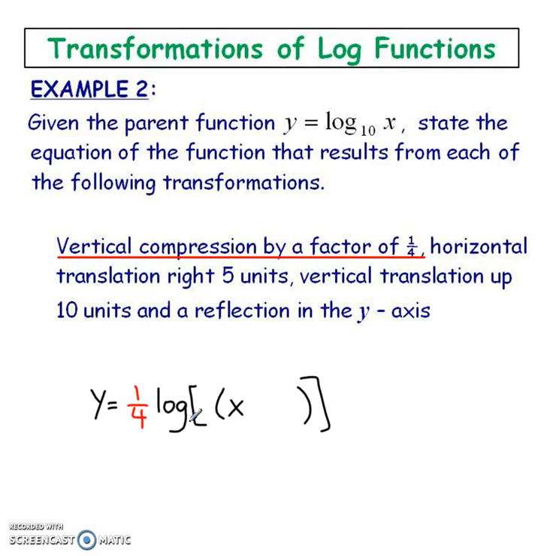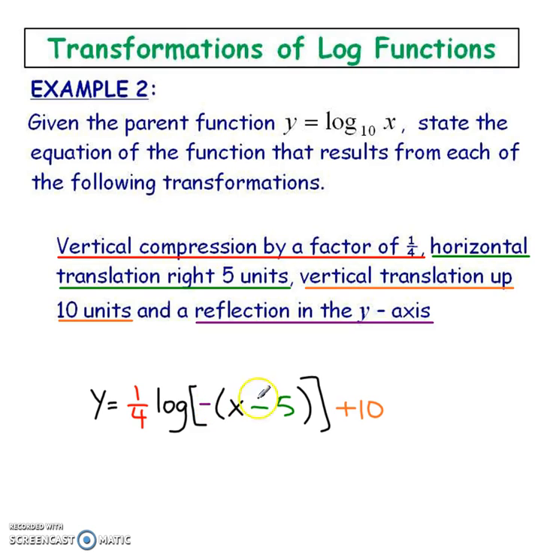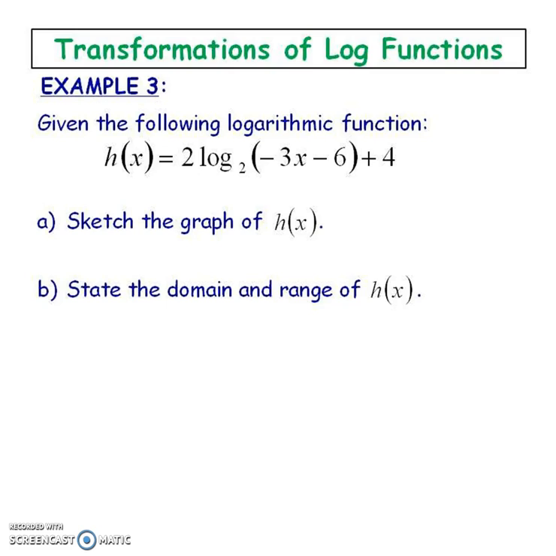A vertical compression by a factor of a quarter means that I'm going to have a quarter right here. Okay, horizontal translation, right 5 units. Okay, so that goes in here, but it's a minus to go to the right. Vertical translation up 10 units means plus 10. And then a reflection in the y-axis. Okay, so y-axis means a horizontal reflection, which means a minus right here. Okay, and that's it.